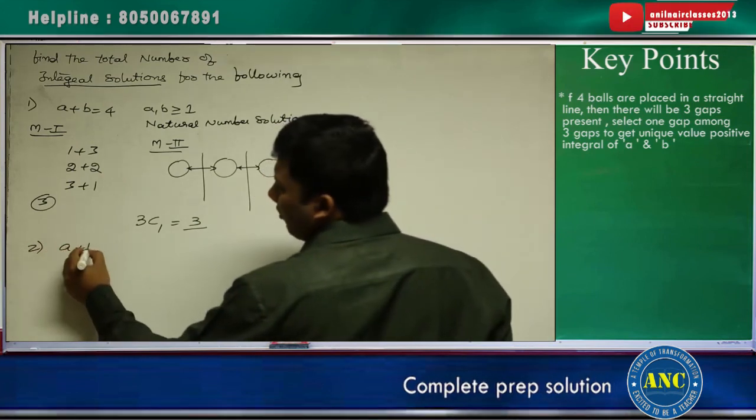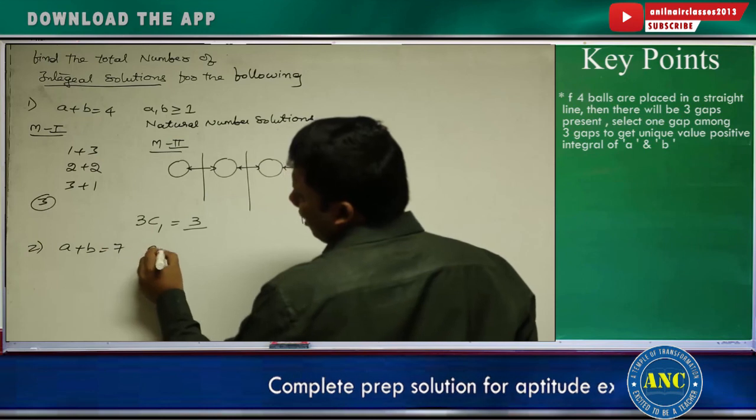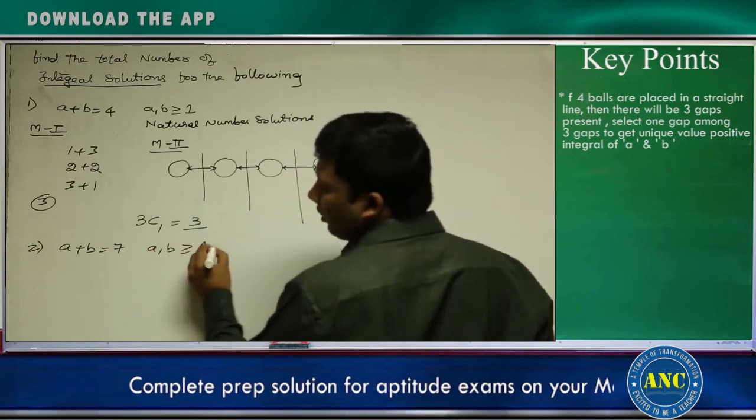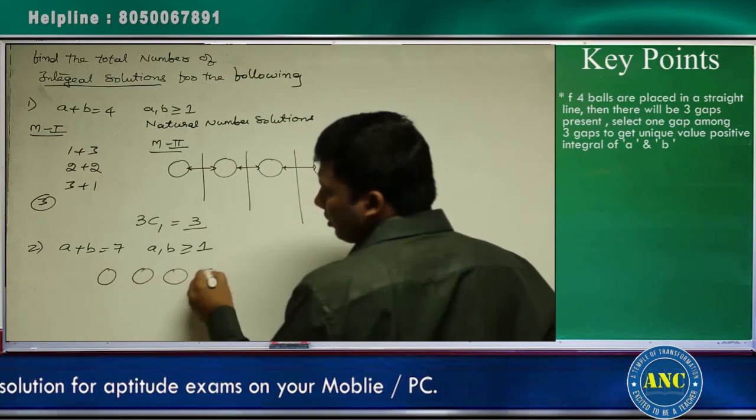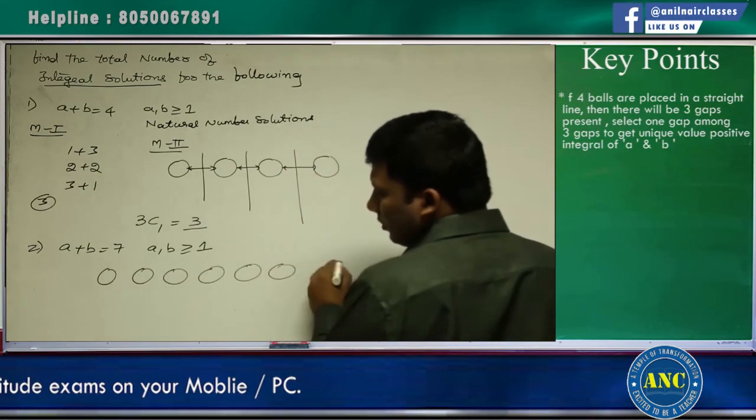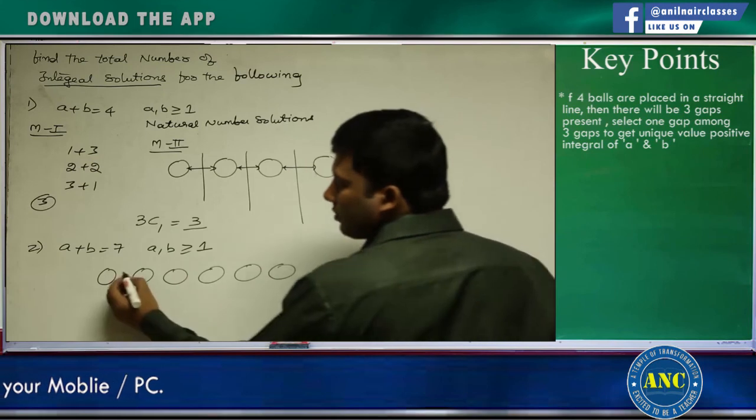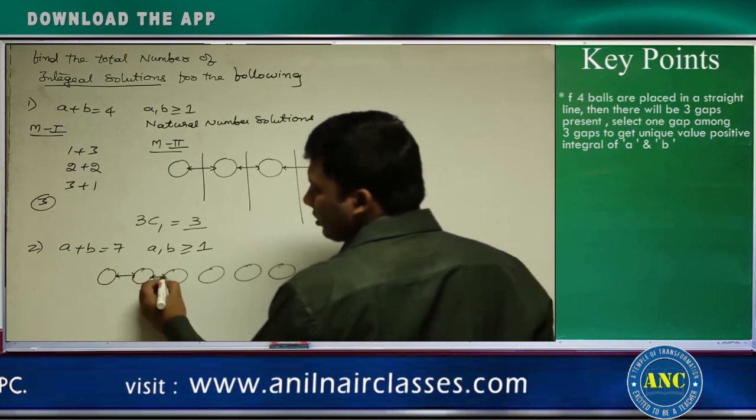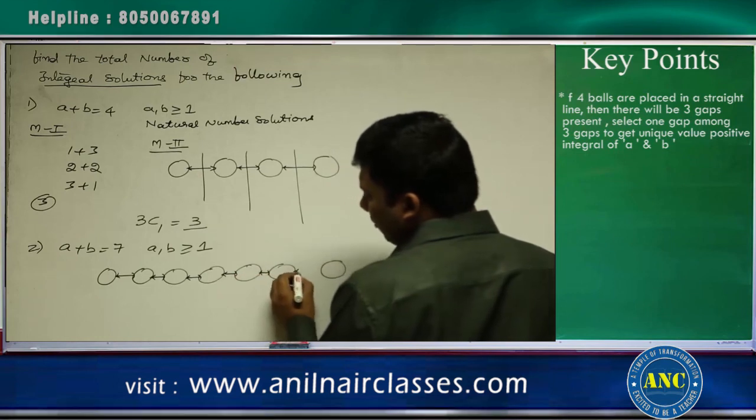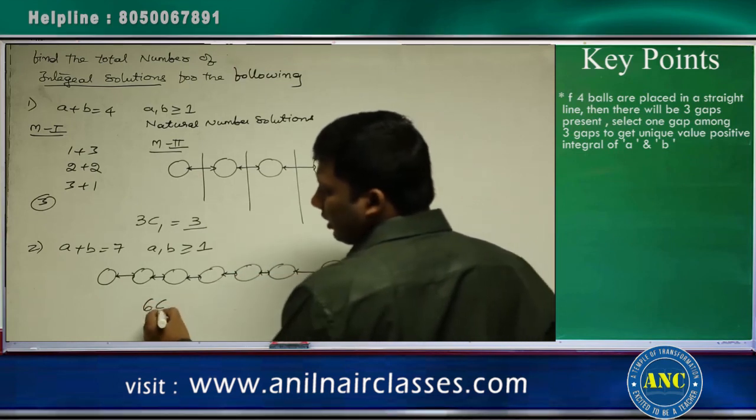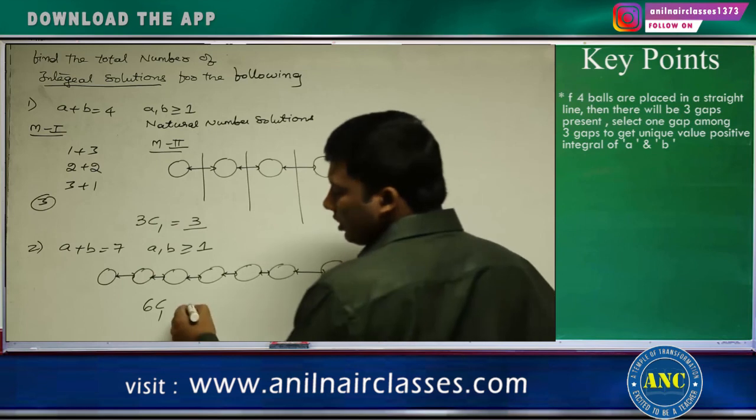One more example. A plus b equivalent to 7, a and b greater than or equivalent to 1. A plus b is 7. That means there are 7 balls. How many spaces are there in between? 6. Out of these 6 spaces, select any one space. 6C1 is 6.